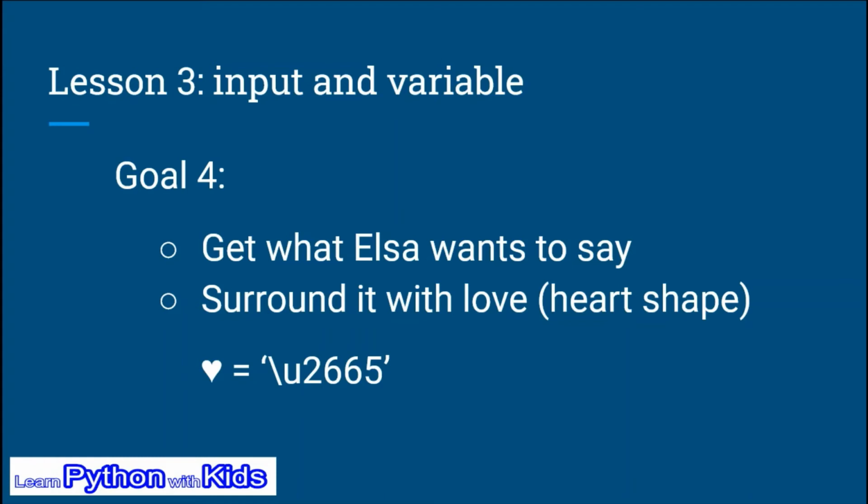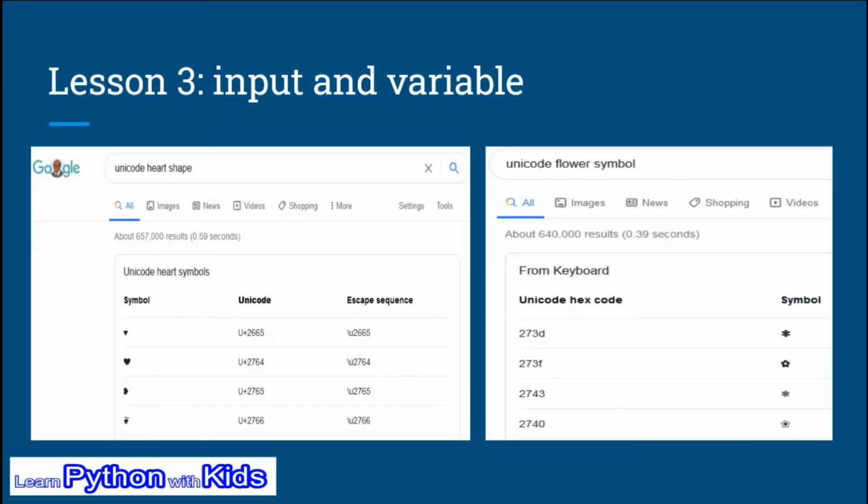There is no heart shape key on the keyboard, but we can use \U with a special number to print it out. In this case, the code 2665 is a heart shape. There are more examples you can search for Unicode symbols if interested. For example, heart shape. We have 4 kinds of heart shape. Or if you want flowers, yeah, there are 4 as well.